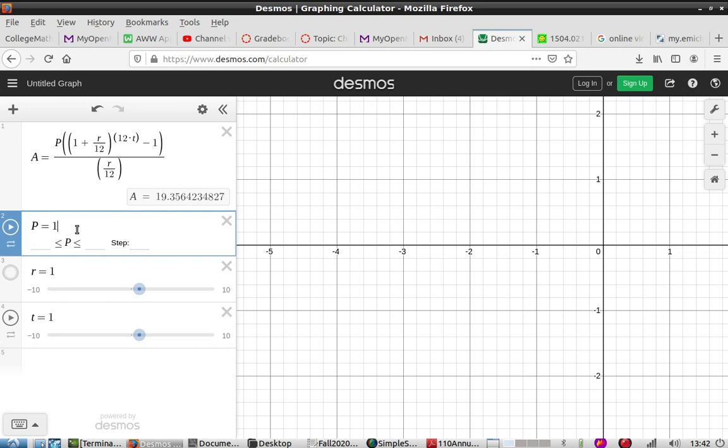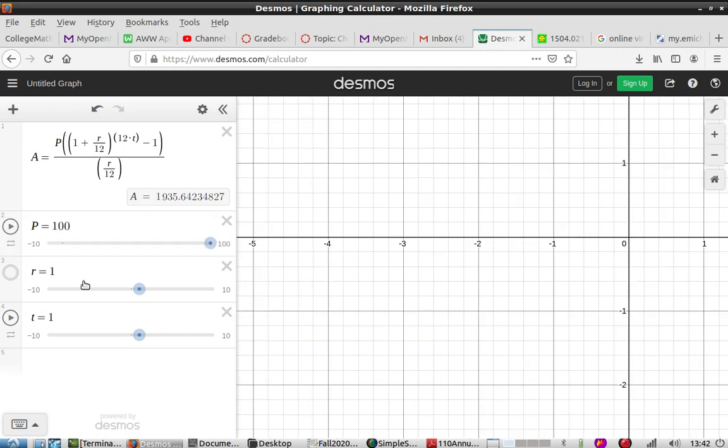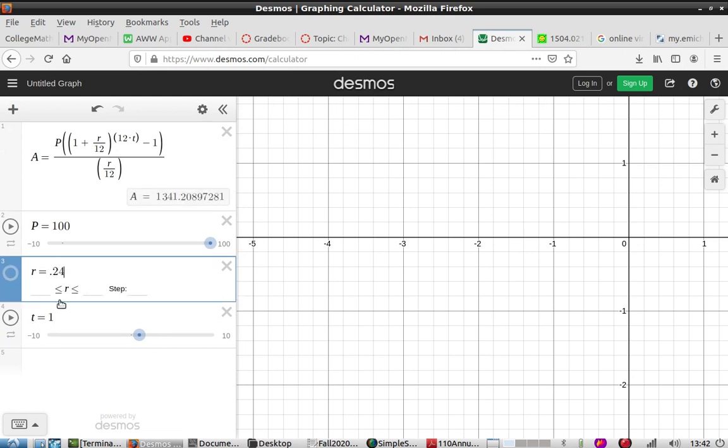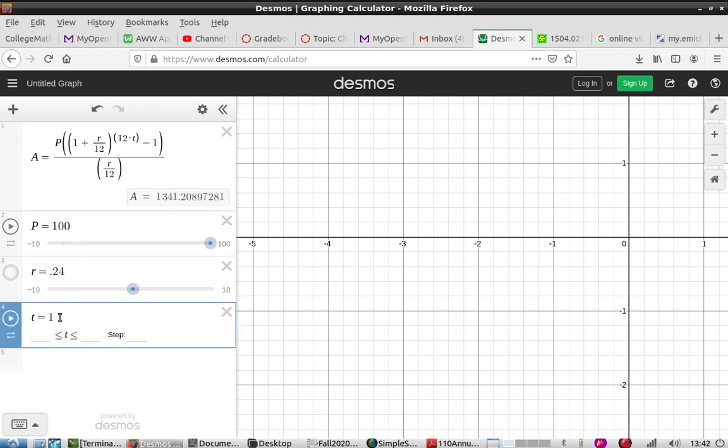So what I want to enter is our monthly payment, which in this case was $100. And our annual interest, expressed as a decimal, 0.24, and the number of years, which in our problem was 20. And then in the lower right corner of the top cell, the value for A appears. A with P replaced by 100, R by 0.24, and T by 20.